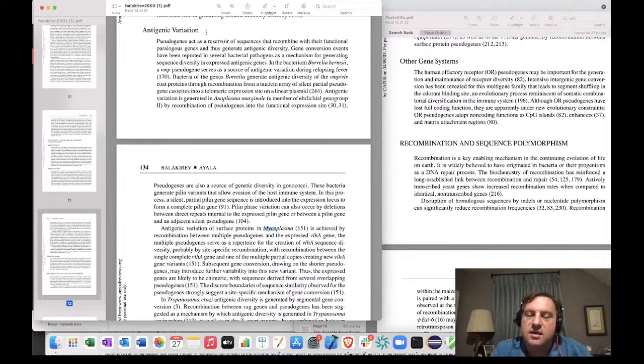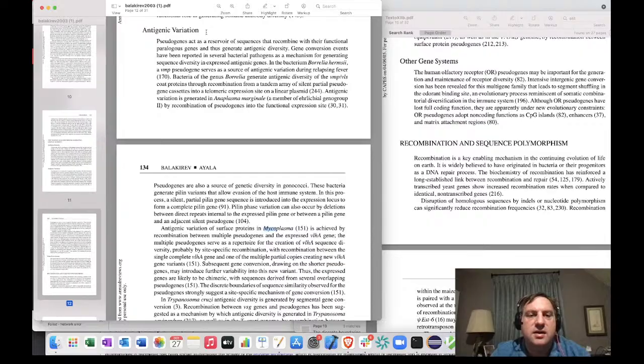So again, most people have the idea that mutation is haphazard, but actually it's very controlled. And so you see these mutations are very controlled, where it's literally copying segments from a specific pseudogene to a specific gene to provide for additional diversity.